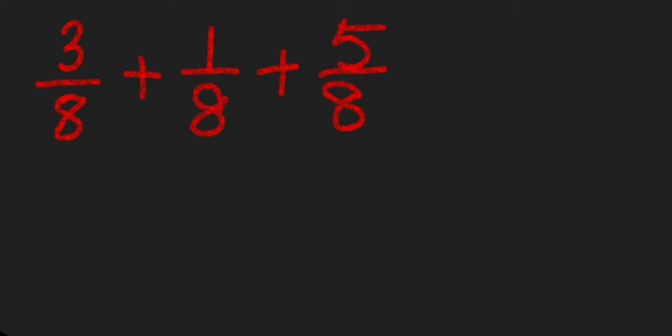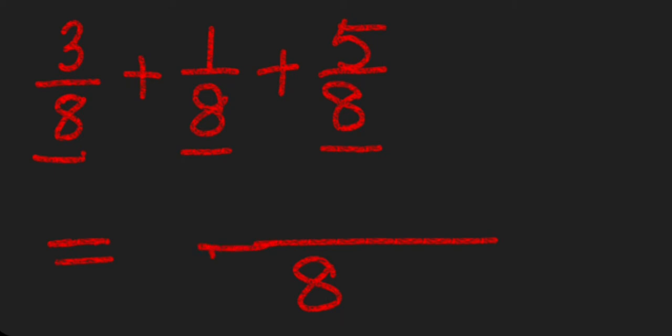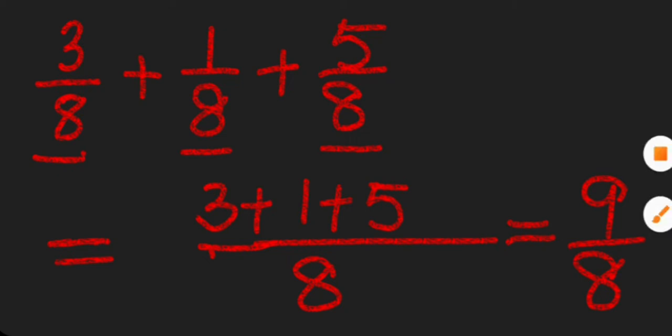Suppose I have 3 upon 8 plus 1 upon 8 plus 5 upon 8. Now there are three numbers, no problem, there are three fractions. The first step is to check if they are like fractions. Yes, they are like fractions because the denominators are same. So make a single denominator. Now add the numerators. So this is 3 plus 1 plus 5. So 3 plus 1 plus 5 is 9. So this is 9 upon 8. This is going to be my answer.